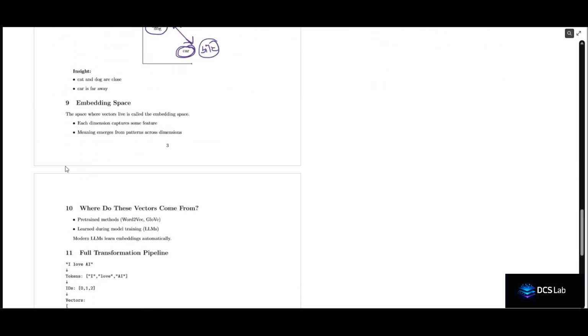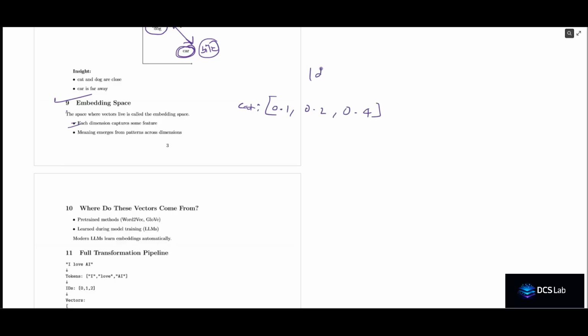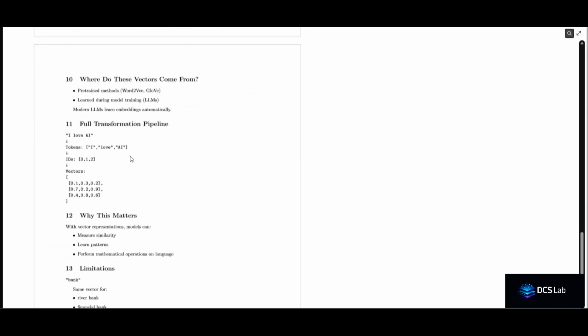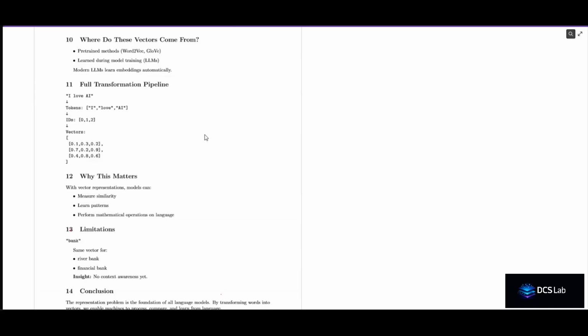So finally, what we have is the embedding space. The space where vectors live is called the embedding space. Each dimension will capture some features, and we'll understand this. What is the dimension? If I represent cat as, suppose, 0.1, 0.2, 0.4, the dimension size is 3. This is D1, D2, D3. Each of these dimensions is capturing some feature of this particular word. Now, where do these vectors come from? These vectors come from pre-trained models called Word2Vec or GloVe.